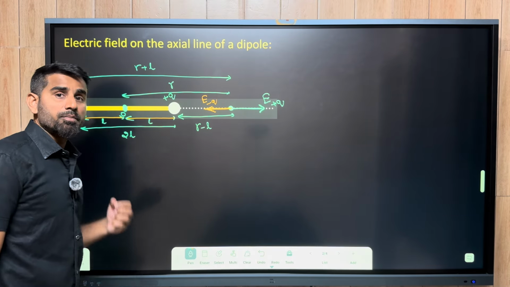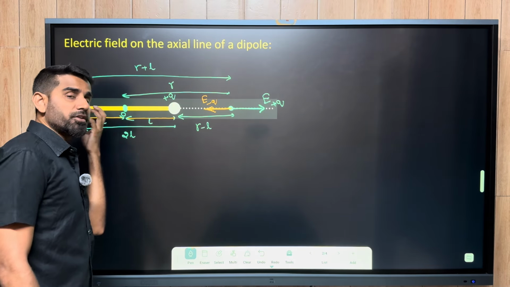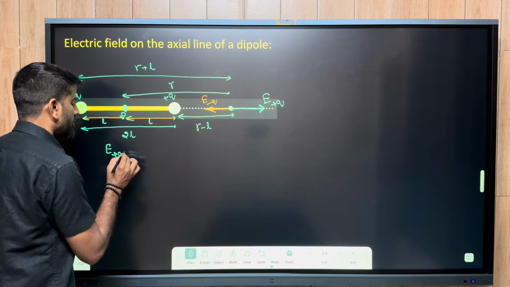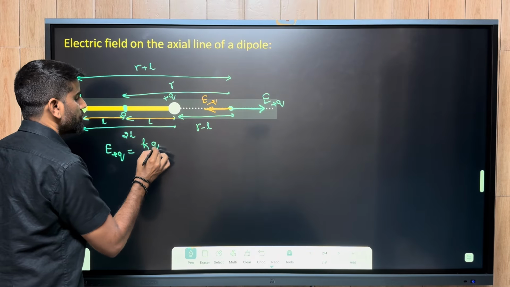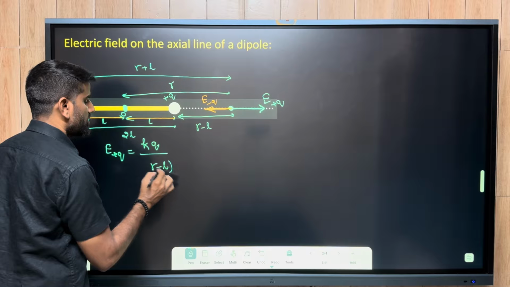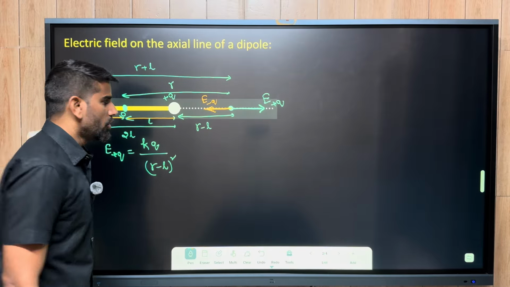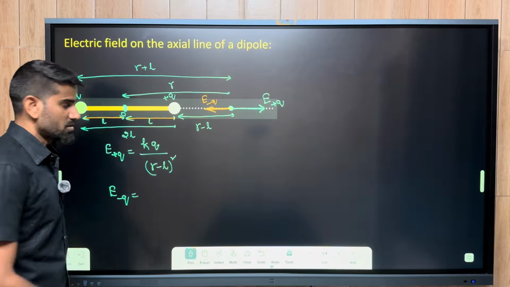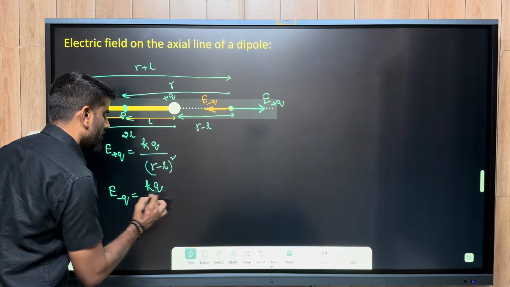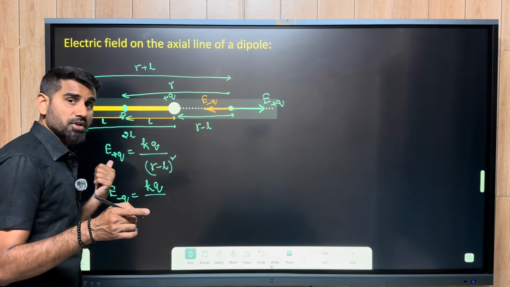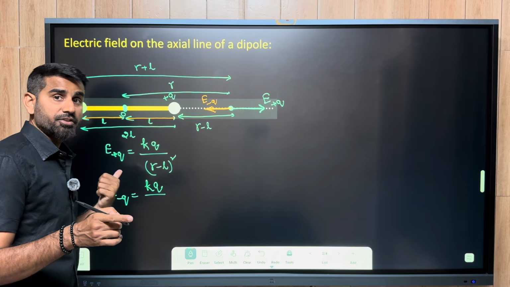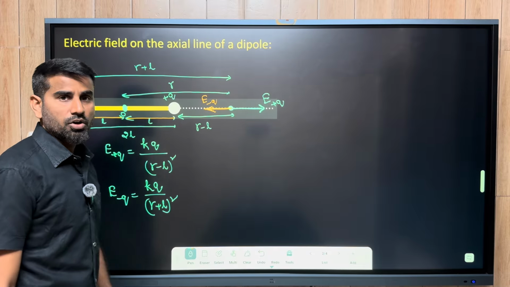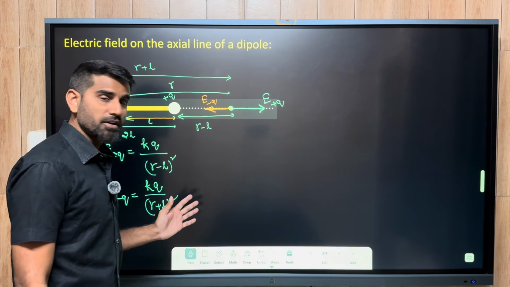Now I'm going to write the magnitudes of the electric field due to plus q and due to minus q. The electric field due to plus q is equal to k q by (r minus l) whole square. Now the electric field intensity due to minus q, writing magnitudes only, is k q by (r plus l) whole square. Till now everything is clear, right?